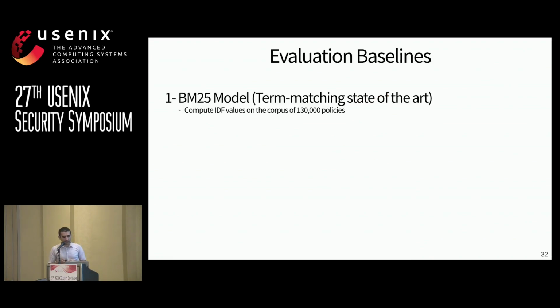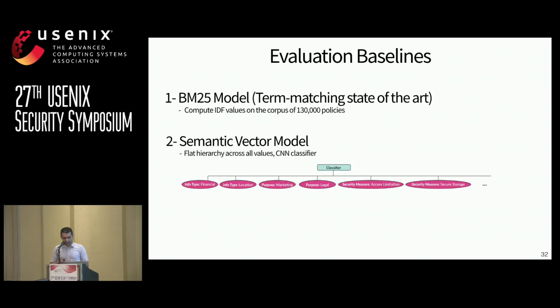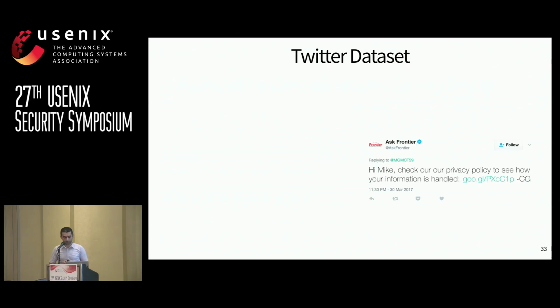So the evaluation baselines to compare against were the BM25 model, which is the state-of-the-art in term matching, the semantic vector model, which is a baseline we developed in order to have a flat hierarchy instead of a hierarchical architecture. It's also a neural network classifier with a similar architecture. And finally, we had a random answer model that just gives random answers from the policy.